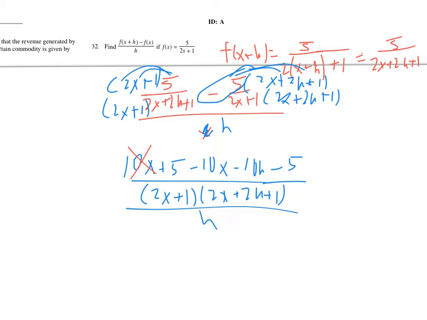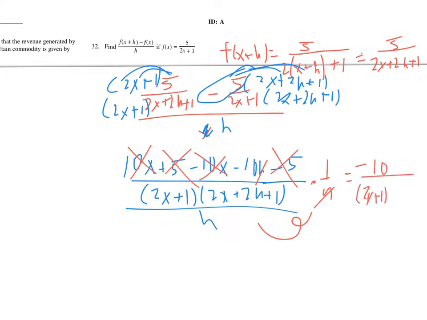Okay, now we'll combine like terms here, cancel some stuff out. And so all I have left is that negative 10h, so I'm going to multiply by 1 over h, which will cancel that out. And I get negative 10 over my common denominator there, 2x plus 1, 2x plus 2h plus 1.